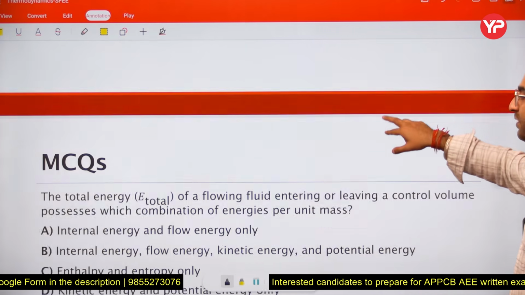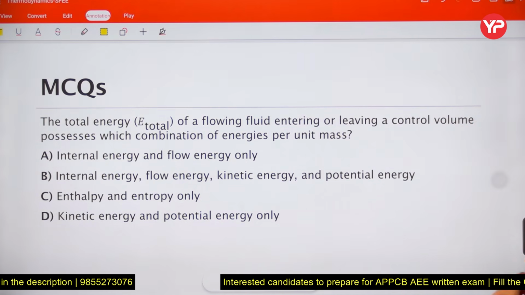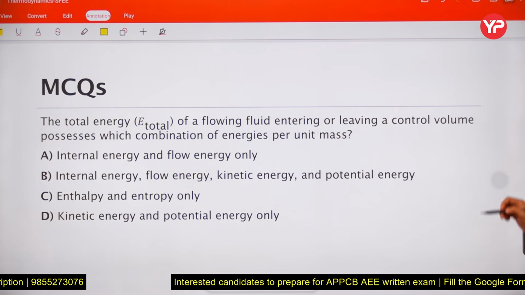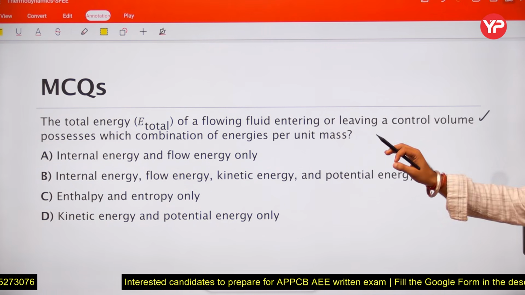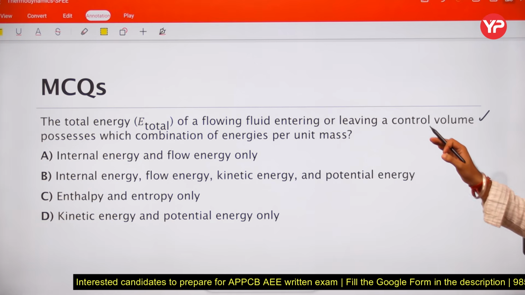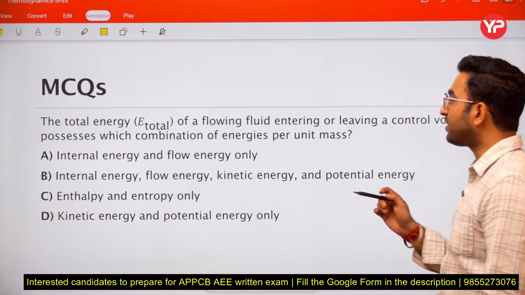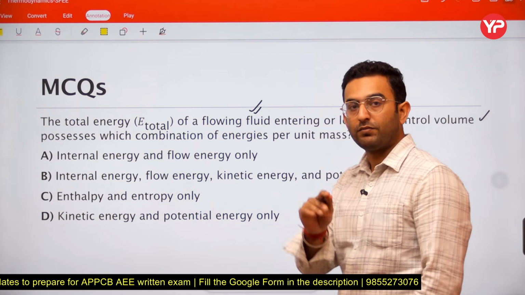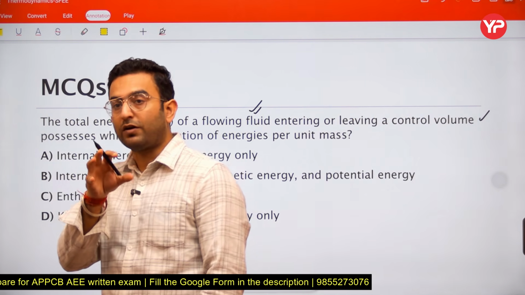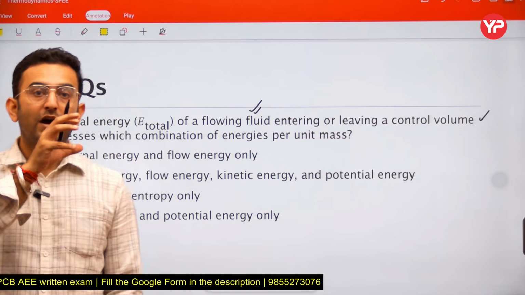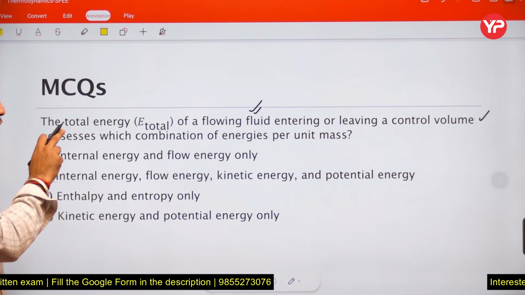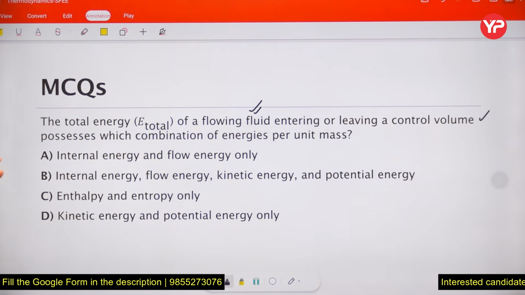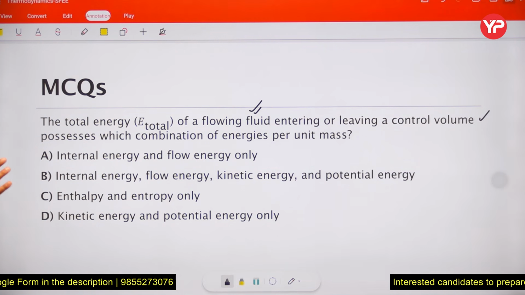Coming back to the next question, the total energy of a flowing fluid entering or leaving a control volume possesses which combination of energy per unit mass? Now just see, when we are talking about the energy of a flowing fluid, we are talking about an energy transfer due to the flowing fluid. We are not taking into consideration a boundary phenomenon here.